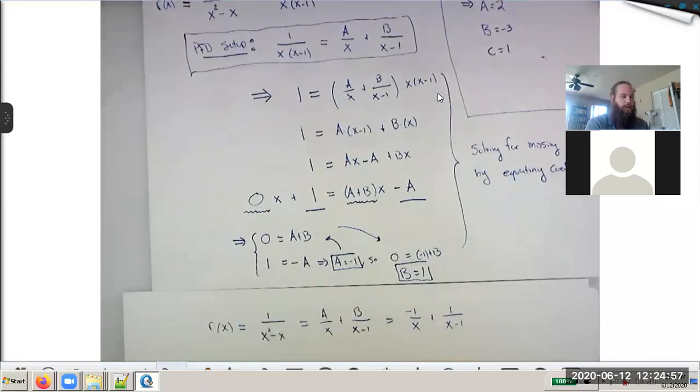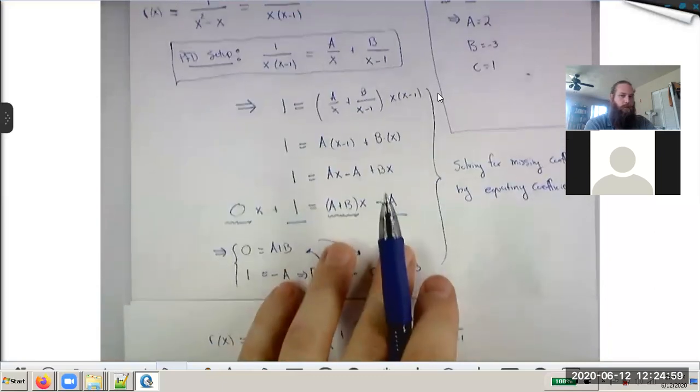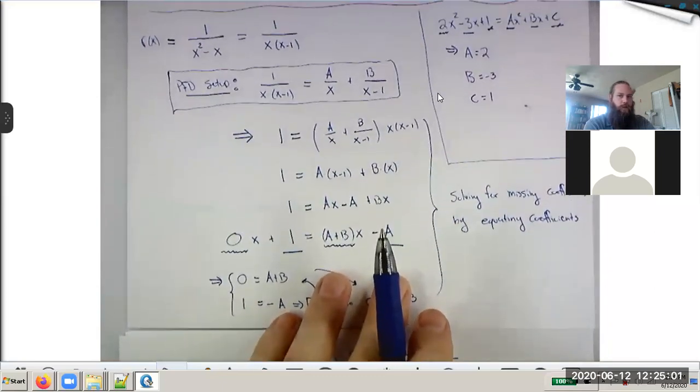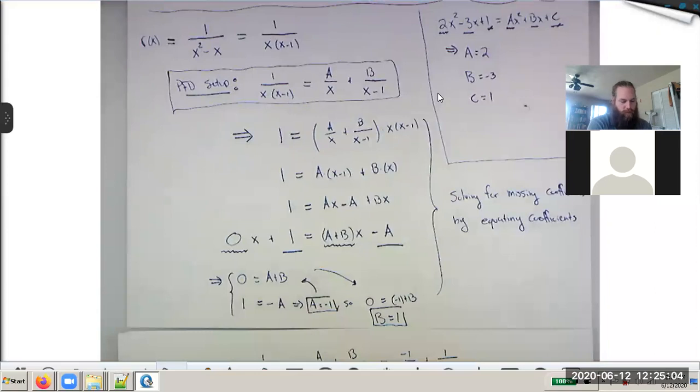Okay, so I want to take a second for questions on this example. And then I'm going to show you the general PFD setup rule as simply as I can. And then we're going to work a couple more examples. Questions on these steps? Sure.